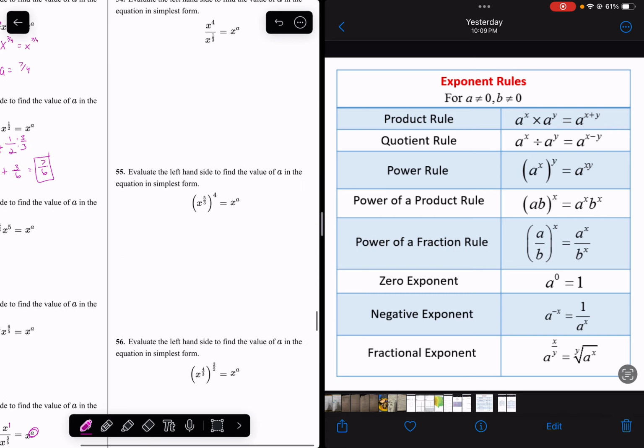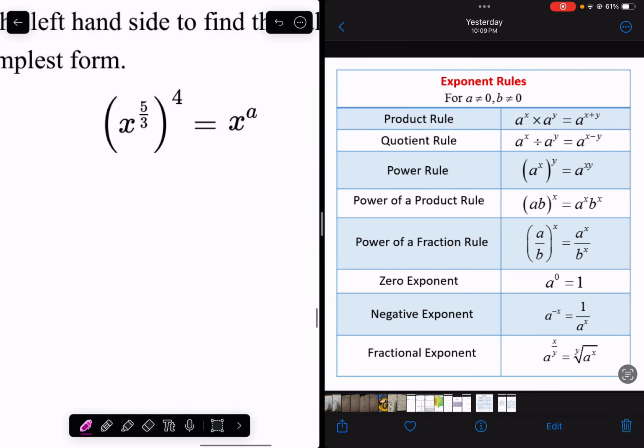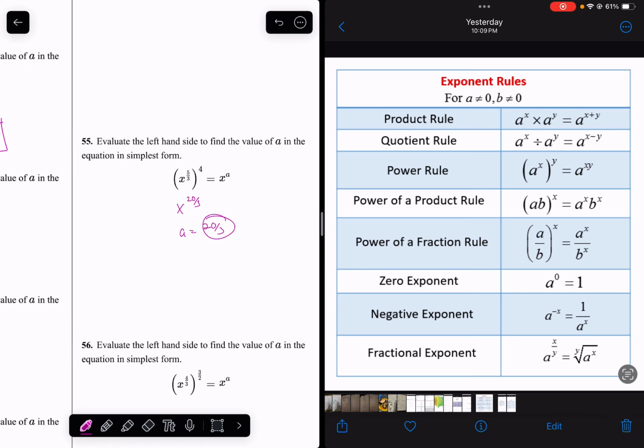All right. And then let's see, we'll do this last one here. When you raise a power to a power, you multiply, right? So you would do 5/3 times 4. You end up with x to the power of 20/3, which a is just 20/3. All right. Make sure that unless it tells you to round, you should be giving me an improper fraction. All right. If it specifically says like round to the nearest tenth or something, then yeah, they want a decimal answer. But other than that, you should be giving me specifics.